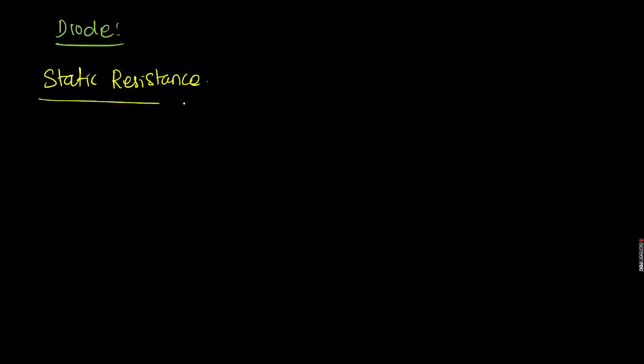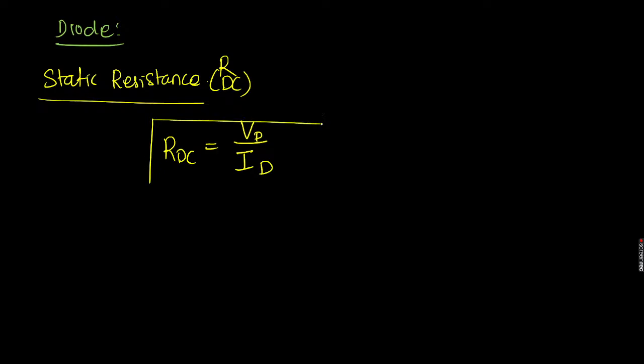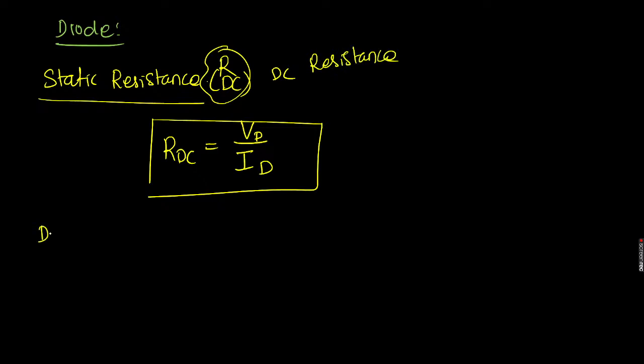How will you calculate it? Static resistance means DC resistance. Let me call it DC resistance. So RDC is simply calculated as the DC voltage drop across the diode divided by the current flow through the diode. That is all. Static resistance is just DC resistance, you can remember that. Okay, next, question number 2: they will ask about dynamic resistance.